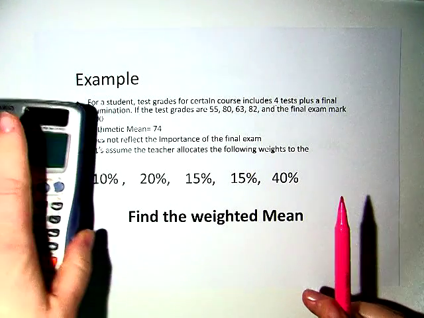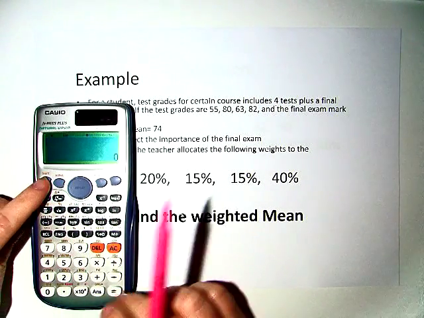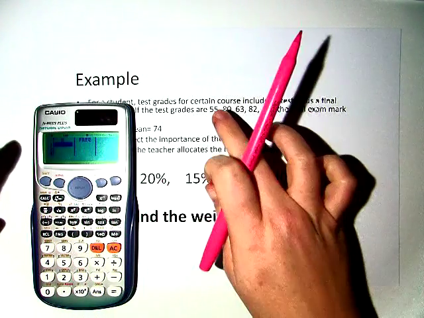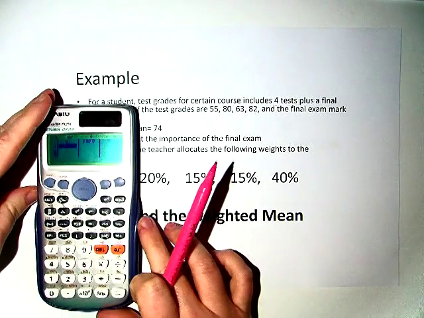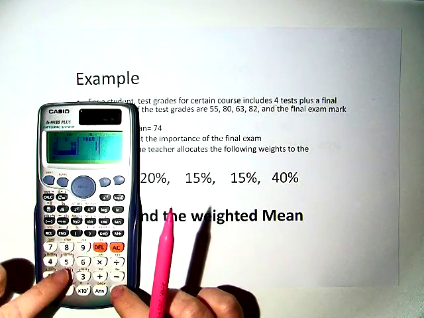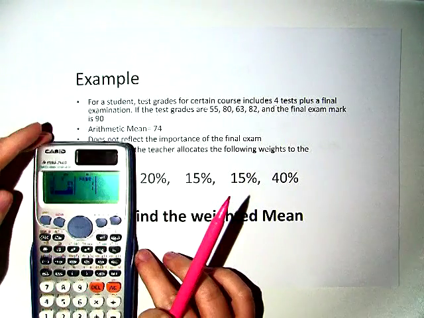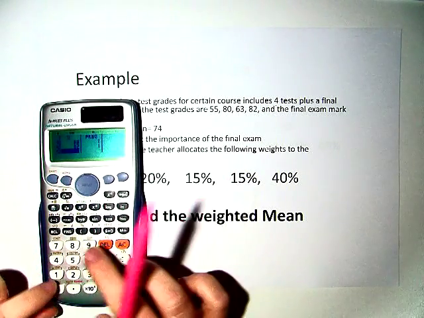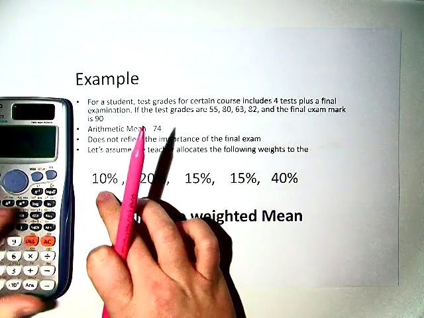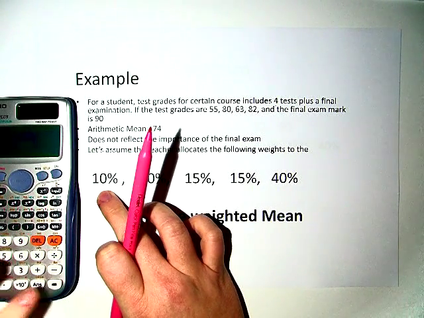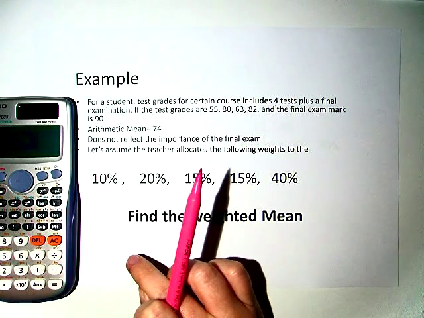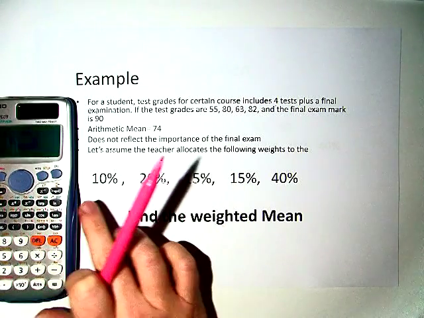You're going to take your calculator and you are going to put in your data. If there's anything in there, clear it out. And your data is the test grade. So we have 55, 80, 63, 82, and the final exam mark was 90. Now we're going to go over into frequency and we're going to put in the weights as numbers. So 10, 20, 15, 15, and 40.